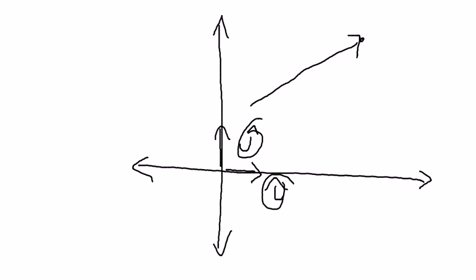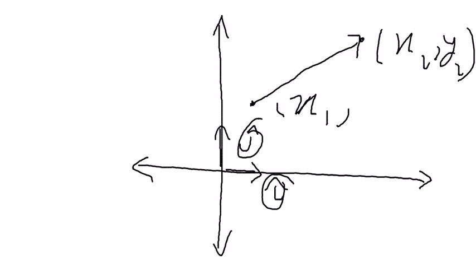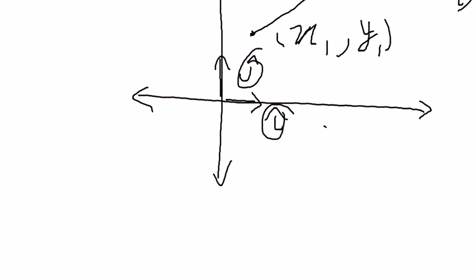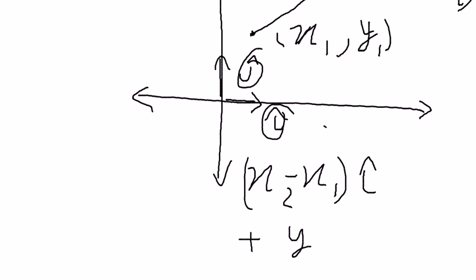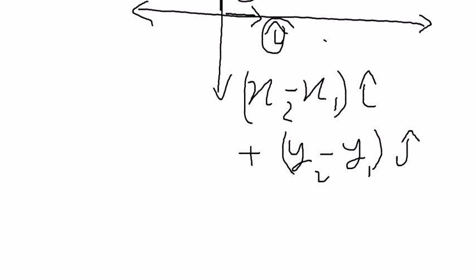Okay. Let's say the terminus is at x2, y2, right? And the initial point is at x1, y1, right? Now, if we wish to represent this, it would be x2 minus x1 times I cap, right? You're multiplying a scalar with a vector, that is I cap, plus y2 minus y1 j cap.